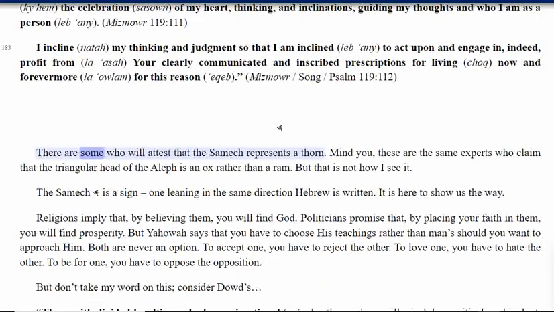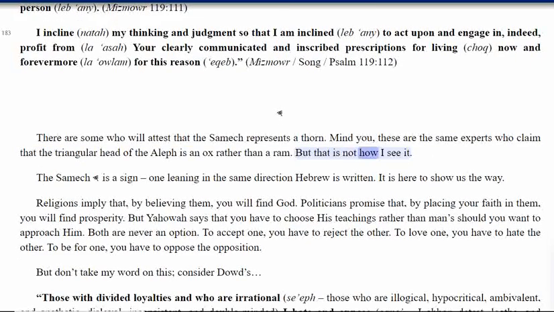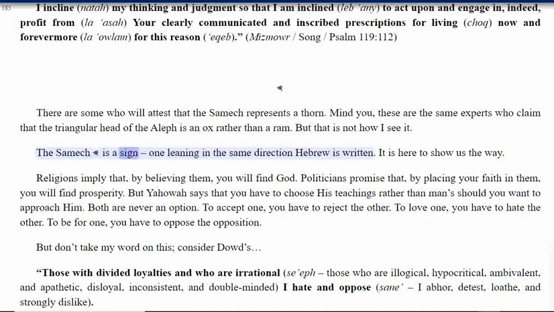119:112. There are some who will attest that the Samech represents a thorn. Mind you, these are the same experts who claim that the triangular head of the Aleph is an ox rather than a ram, but that is not how I see it. The Samech is a sign, one leaning in the same direction Hebrew is written. It is here to show us the way.